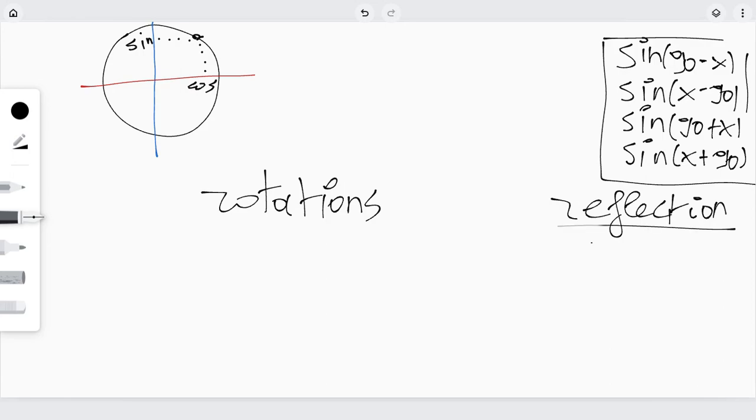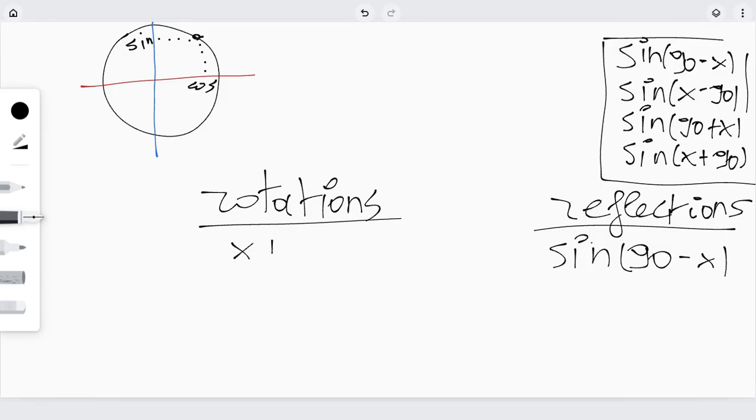Of those four things, of those four sines, only the sine of 90 minus x is a reflection. How do I know that? Because rotations are always of the form x plus or minus some angle, 90 in this case, and sine 90 minus x isn't that, it's the reverse. You might say, what about sine 90 plus x? That is also the reverse. It looks more like this, and you'd be right.